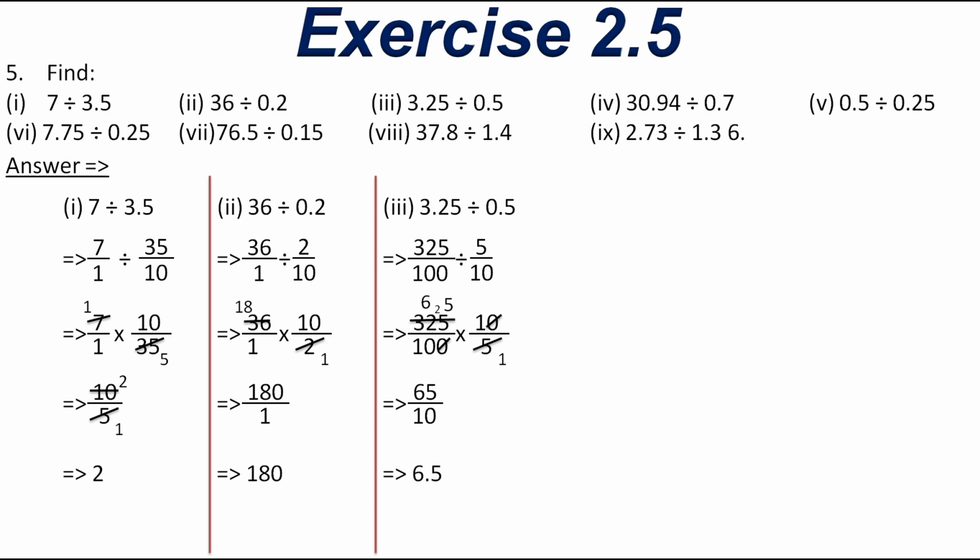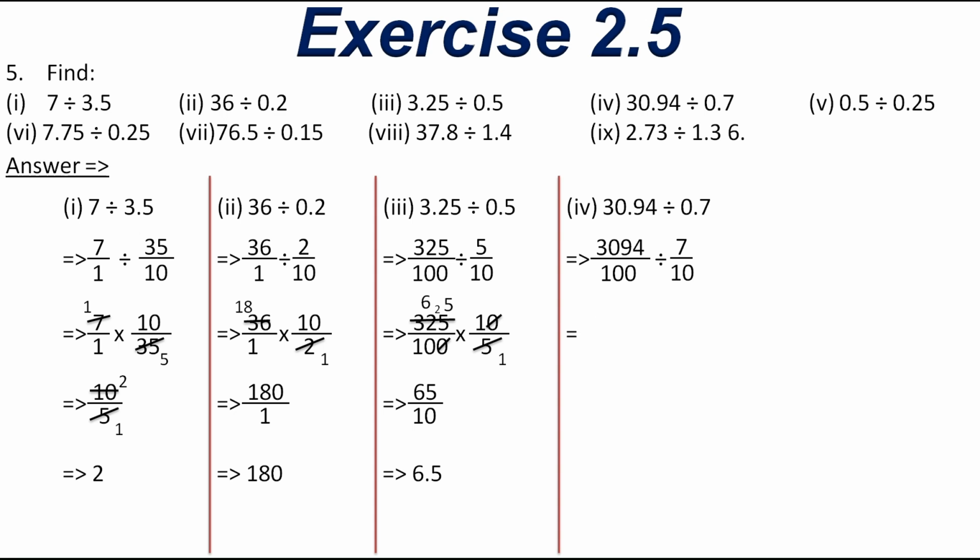Okay, next we have 30.94 divided by 0.7. So 30.94 can be written as 3094 upon 100 divided by 7 upon 10. So we will write the multiplication sign and we will write the reciprocal of the second number.